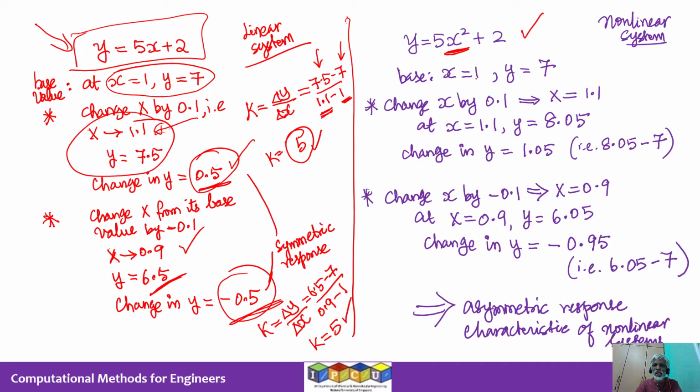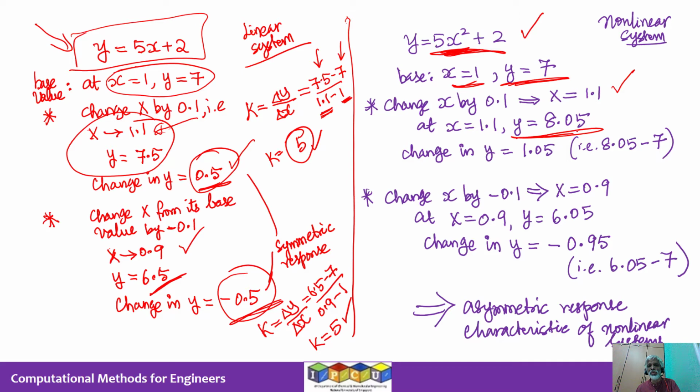So if you use the base value of x equal to 1, the value of y is equal to 7. 5 times 1 squared plus 2 is going to be 5 plus 2, which is equal to 7. Now let's do the same kind of experiments as we did with the linear system. Now we change x by plus 0.1, in which case the new value of x is 1.1. And if you substitute the value of 1.1 for x in this equation, you're going to get the value of y to be 8.05. I hope I've done the calculations correctly. You can do it and verify whether I've done it right or not.